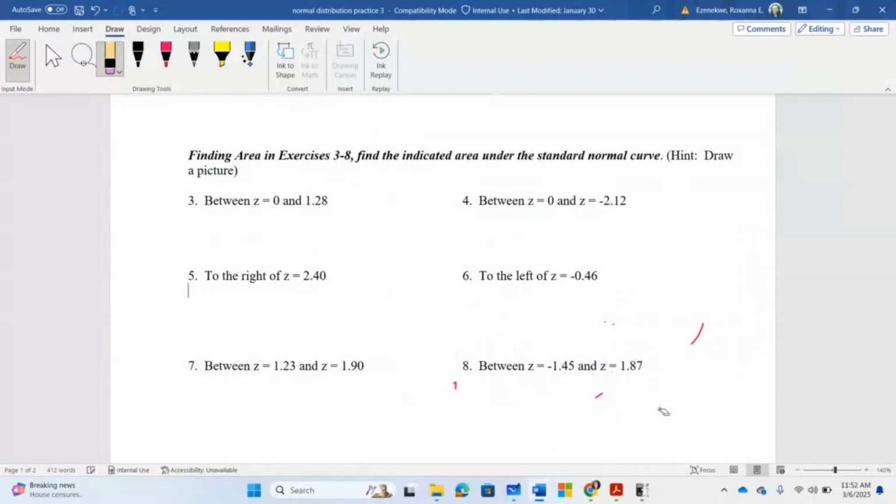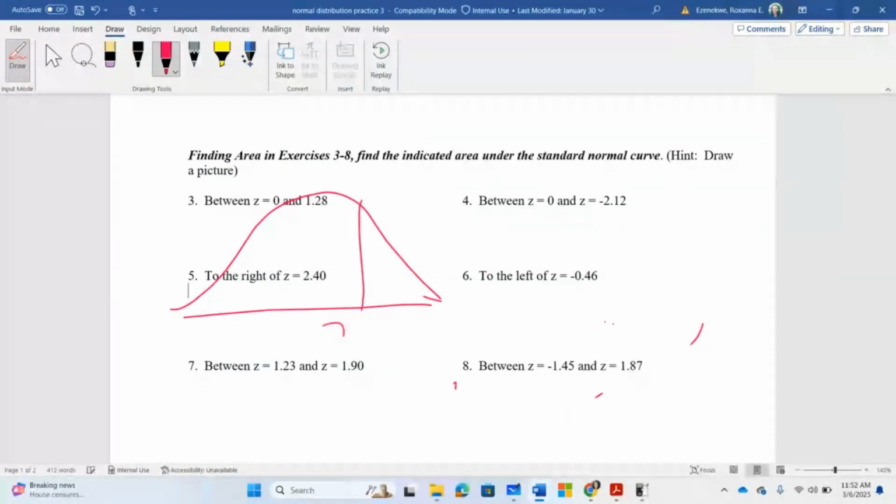It says find the area to the right of 2.4. So you draw a normal curve. First thing is to draw a normal curve and I want to show 2.4. 2.4 is positive, therefore it's on the right-hand side of the mean. And so it means find the area from 2.4 to positive infinity. Don't forget that positive infinity can only be found by using 1 E to the power 99. So calculate the area.